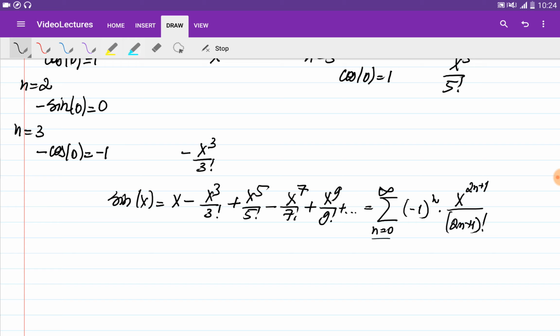So indeed, if I substitute n equal to 0 here, it's going to be x to the power of 1 divided by 1 factorial. When n is equal to 1, it's going to be x to the power of 3 divided by 3 factorial. When n is equal to 2, it's going to be x to the power of 5 divided by 5 factorial, and so on. So in general, the sine of x can be written in this form using the Taylor series.